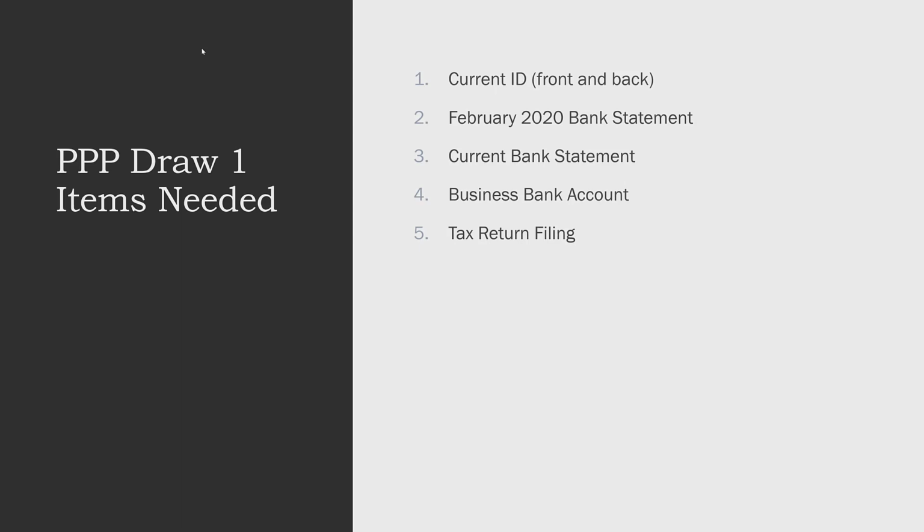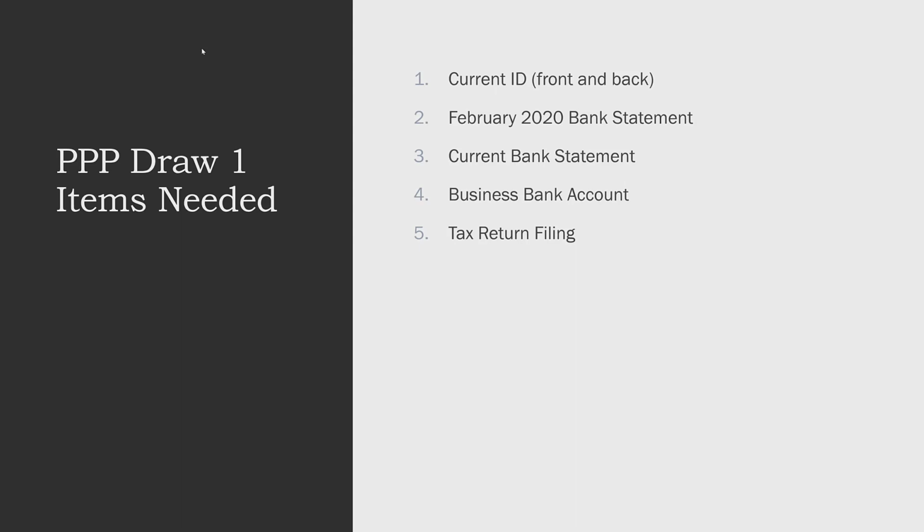If you have a current ID, front and back that you can take a picture of, check. Do you have a February 2020 bank statement? When I say bank statement, Chime counts, PayPal counts, any type of bank statement, even if it's a prepaid account, will be accepted by the lender. And if you are a single member LLC, a sole proprietorship, or independent contractor, meaning you own the business by yourself and you don't have any employees, you can use a personal bank statement. And hear me again, Chime, PayPal, and all of those prepaid statements do in fact work.